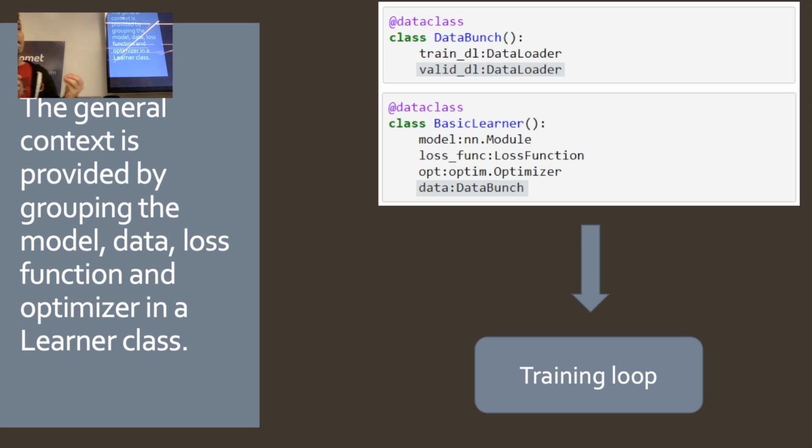And so that general context is gathered inside one object called the learner, because in PyTorch objects are mutable. So if we pass that learner to all the callbacks, they can change any of those attributes, and it's going to be reflected everywhere.